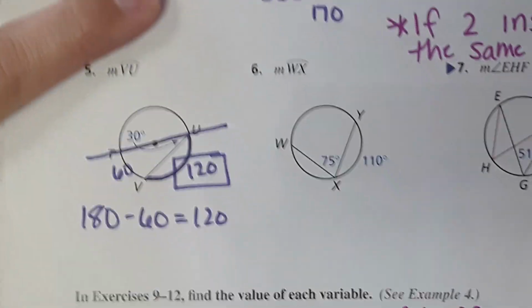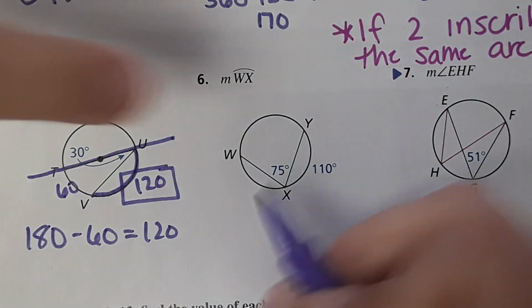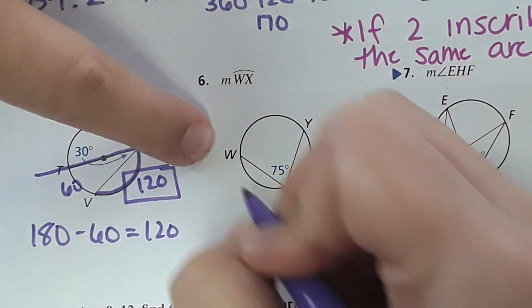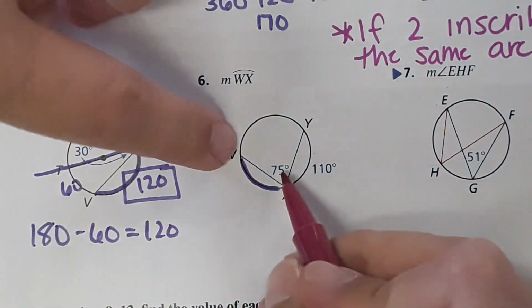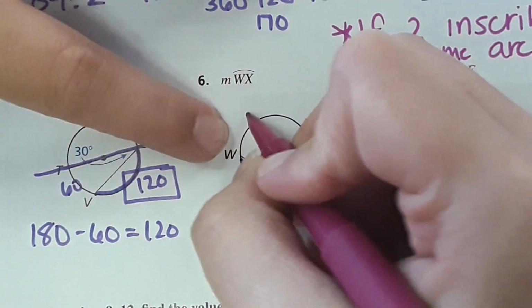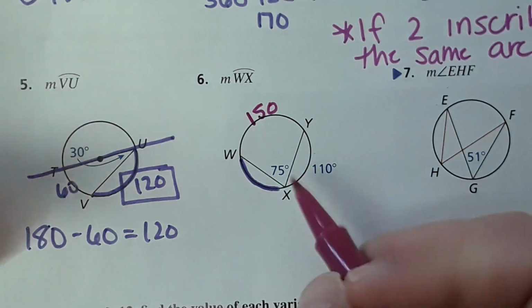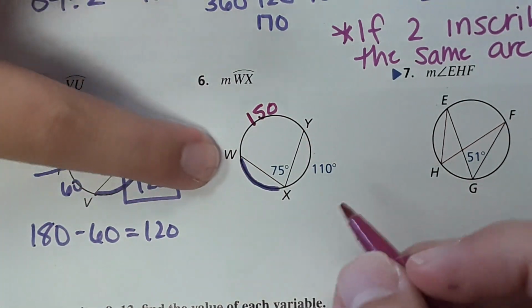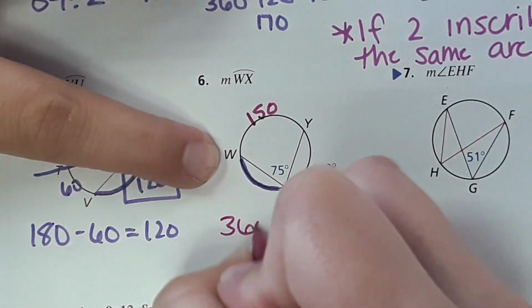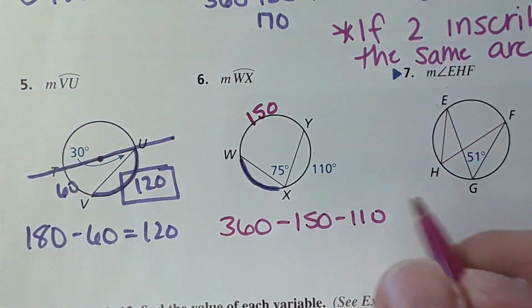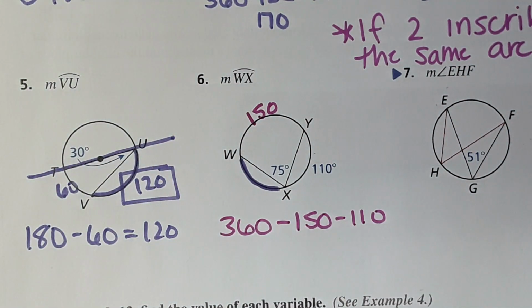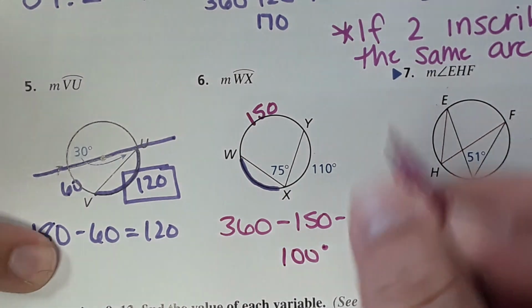Number 6. It's going to give us a little bit of a challenge. It wants to know the arc WX right here. They give us this angle. We can multiply that by 2 to get this arc, which would be 150. And then these 3 arcs would add to 360. So 360 minus 150 minus 110 is 100 degrees.